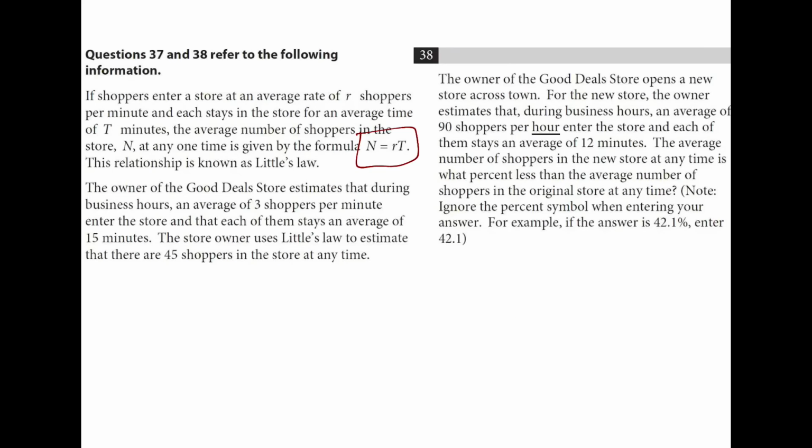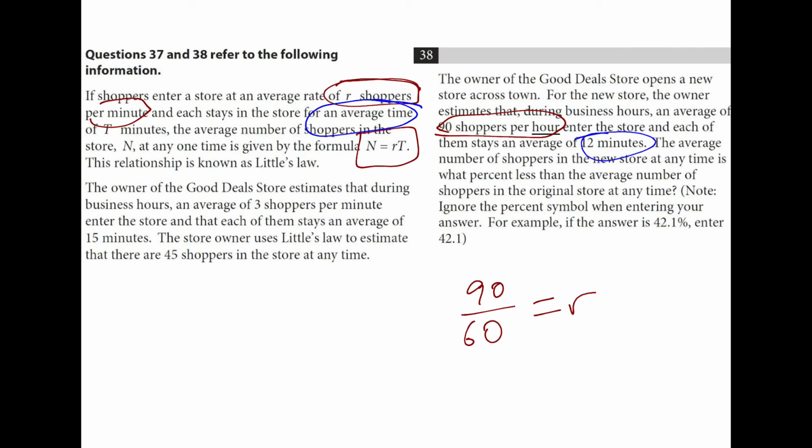We're using the formula N is equal to RT. R is the shoppers per minute. So how do I get from shoppers per hour to shoppers per minute? I can take 90 divided by 60. And that will be R. And the average time is 12 minutes. So T is equal to 12.